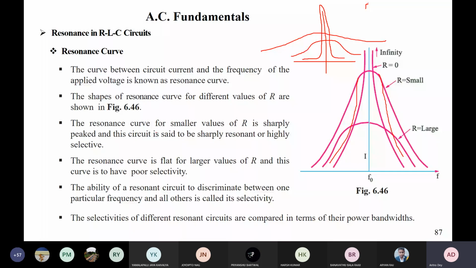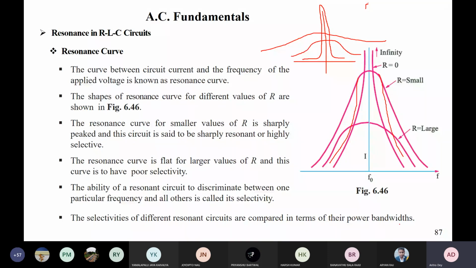So it is not recommended to have a very high resistance in the RLC circuit when you are using it for a particular application, like in your transistor or in your television circuit. There you should not have a very high resistance. The ability of the resonant circuit to discriminate between one particular frequency and all others is called selectivity. That means, as I told, it is selective to a certain frequency. Other than that, it is not responding well, so it is rejecting. Selectivity of different resonant circuits is compared in terms of their bandwidth.